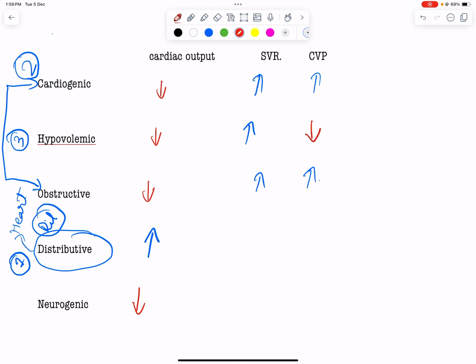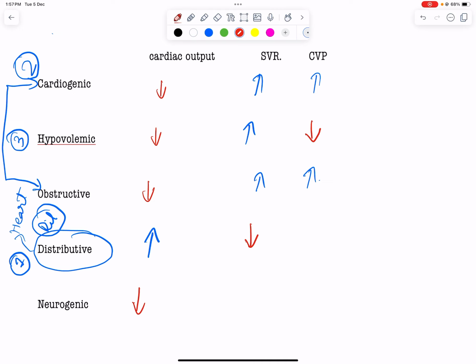But in distributive shock, this is the third point, always go for the pathology, don't be fogged by the amount of information that is there. Now in distributive shock, cardiac output is increasing, but systemic vascular resistance is decreasing. Think of anaphylactic shock. What is happening in anaphylaxis is that there is vasodilation. So when there is vasodilation, blood is stagnating in the vessels only, and therefore systemic vascular resistance is decreasing.